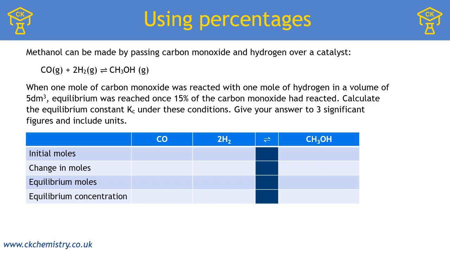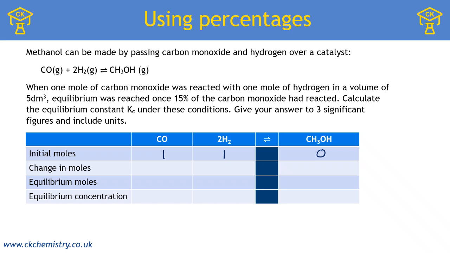Okay, what about if instead of giving number of moles, we're told about the percentage change? So here's an example where that happens. And it tells us that 1 mole of CO was reacted with 1 mole of hydrogen. So notice that's not the same ratio as the balanced equation, which is absolutely fine. You can have as many moles as you like to reach equilibrium. It really doesn't matter. There's 0 moles of methanol. They've been reacted. There's a volume which I'll use when I get to concentration.